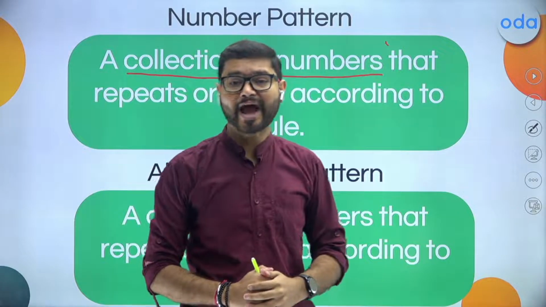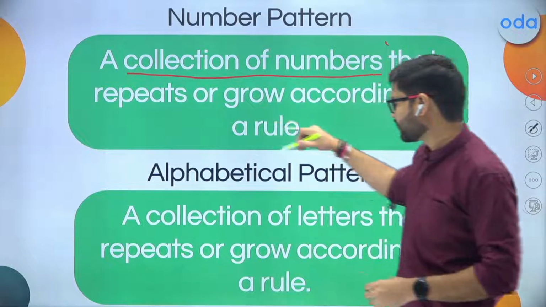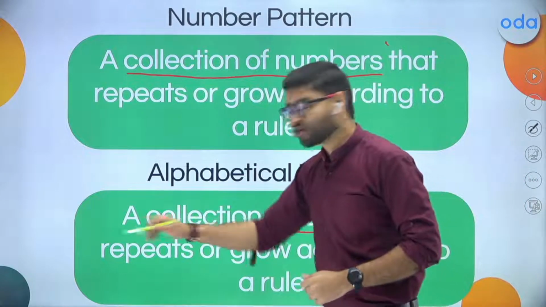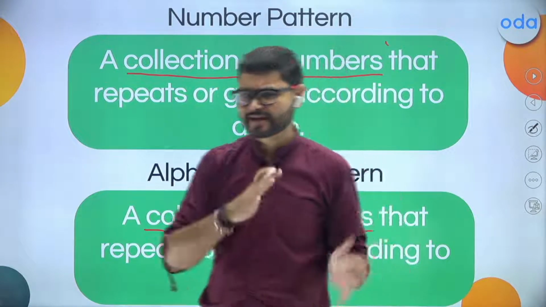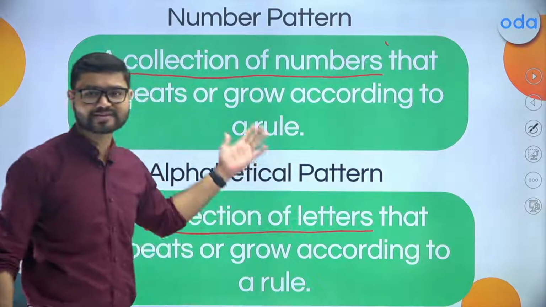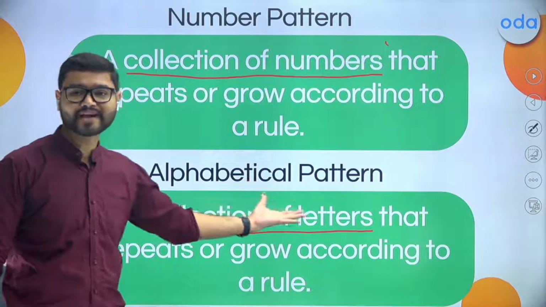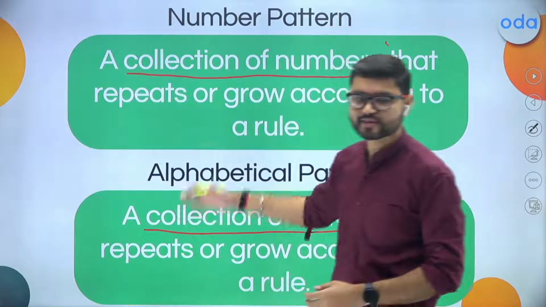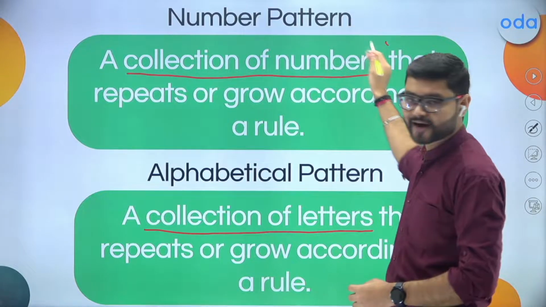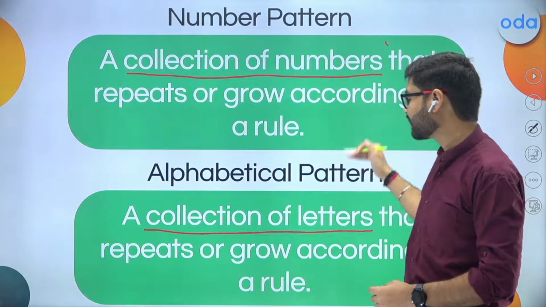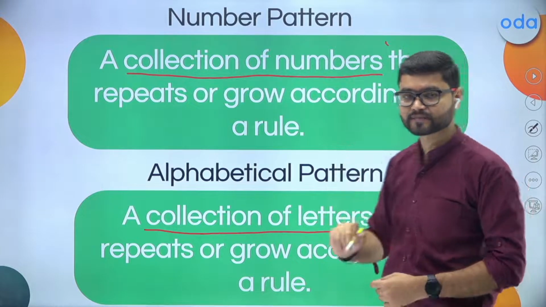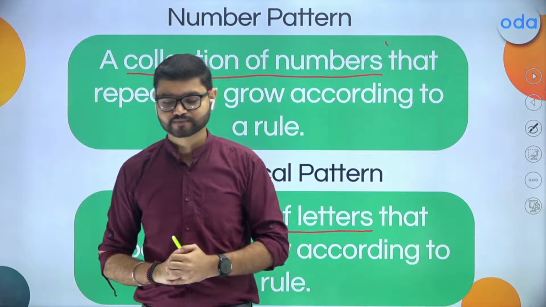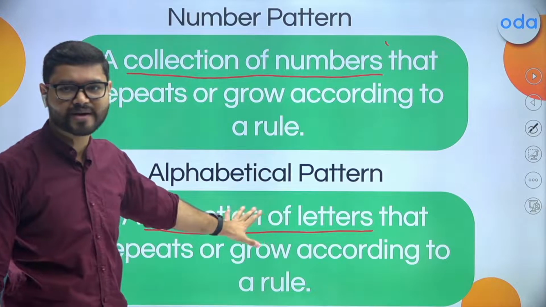Now talking about alphabetical patterns. An alphabetical pattern is again a collection of letters, all the letters of the English alphabet that we have: A, B, C, D. Alphabetical patterns are basically a collection of letters that repeats or grows according to a rule. The only difference is that in number patterns we have a collection of numbers, and in alphabetical patterns we have a collection of letters. We have one more kind of pattern which we are going to learn in the next session. Let's focus on the alphabetical pattern today.